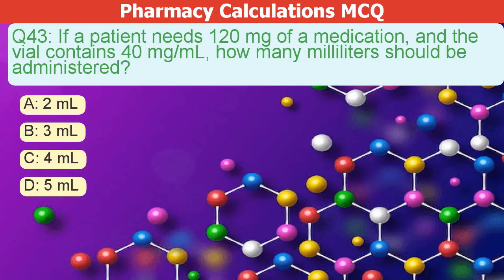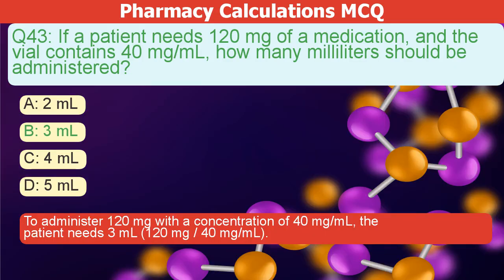A patient needs 120 milligrams of medication. The vial contains 40 milligrams per milliliter. How many milliliters should be administered? A. 2 milliliters. B. 3 milliliters. C. 4 milliliters. D. 5 milliliters. The correct answer is B.